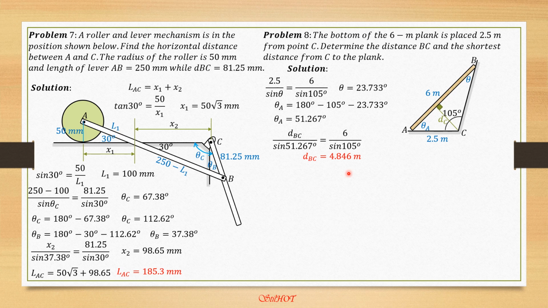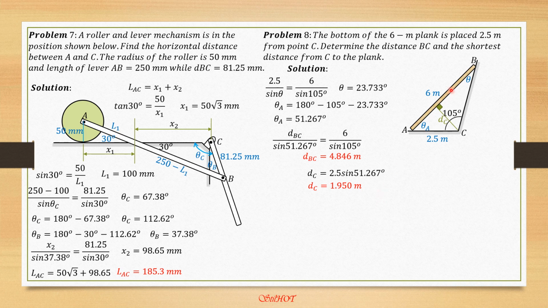Then for the perpendicular distance, or the shortest distance from point C to the plank, it should be the shortest distance, so it must be the perpendicular distance. So one solution is using this right triangle. It is 2.5 sine of theta A, so 2.5 sine of 51.267. So distance C is 1.950 meters.